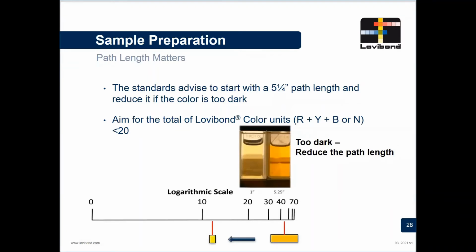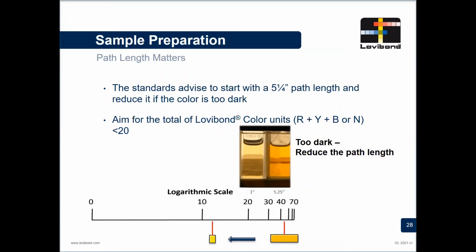So let's have a look at a sample here. What we're trying to aim for on the Lovibond color scale is that the total of my color units, so my red, yellow, blue, and neutral values, should really add up to something a bit less than 20. So if I'm getting really dark values, I want to be reducing that color.